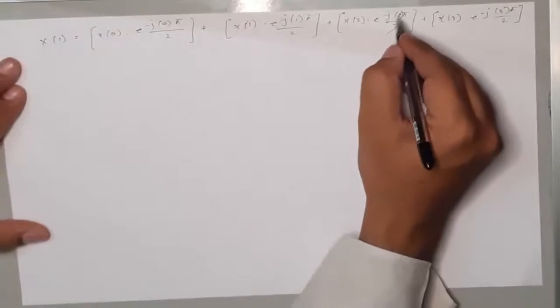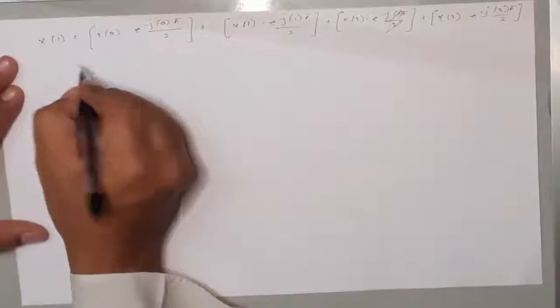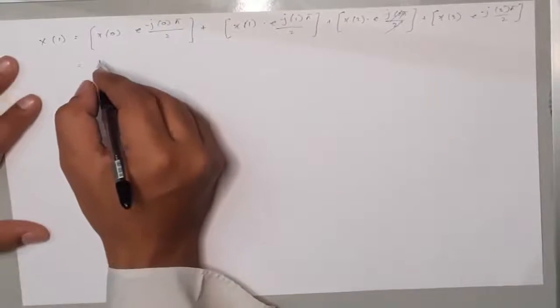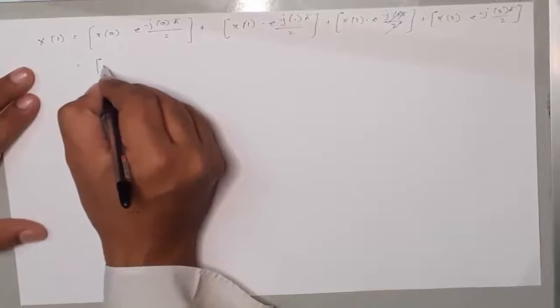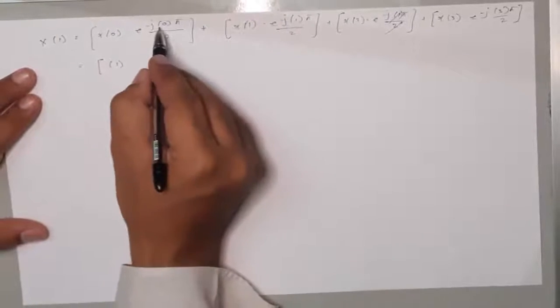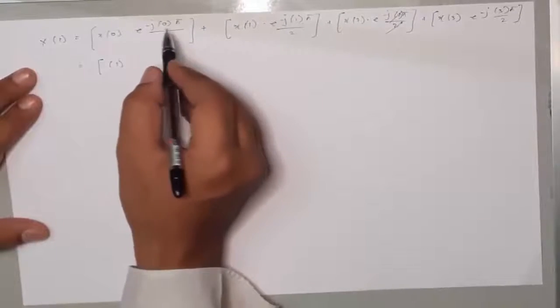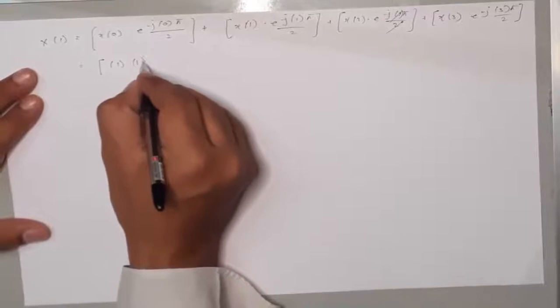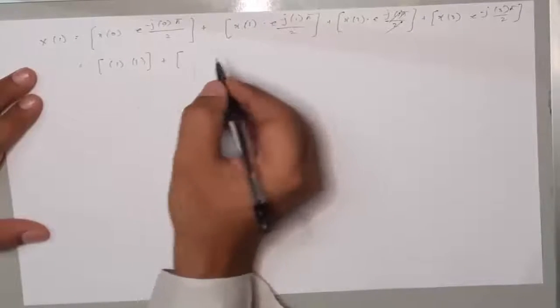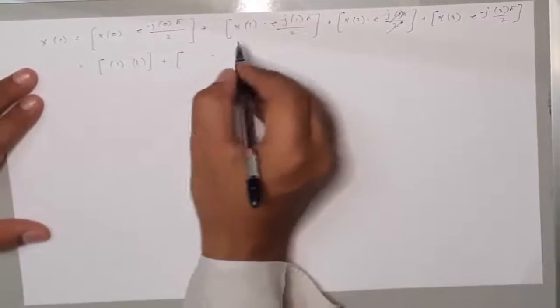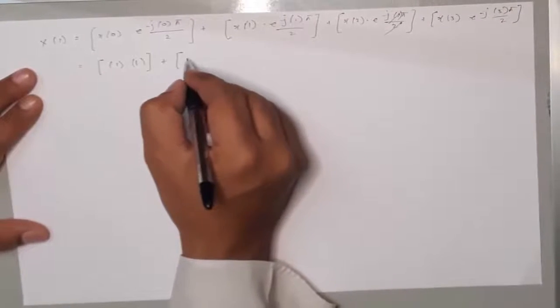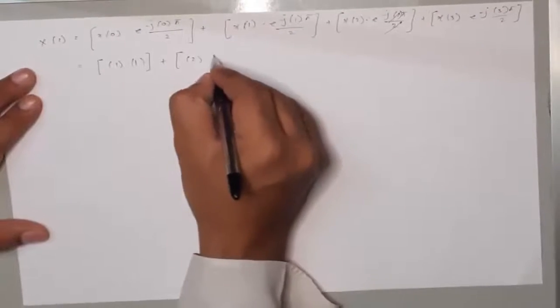So here the 2 will get cancelled. What is the value of x of 0 from the input we have? It is equal to 1. So here anything into 0 is 0, and e power 0 is equal to 1. So no need to go further, we can write it as 1. Now plus, with the carry, 1. The x of 1 value is 2 into.